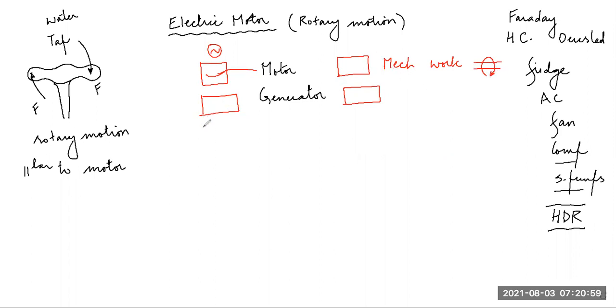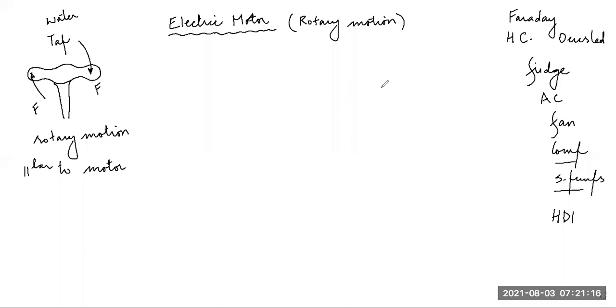This mechanical work is the input of the generator, right, students? And the current is the output of the generator. So interesting, the generator and motor are reverse of each other.